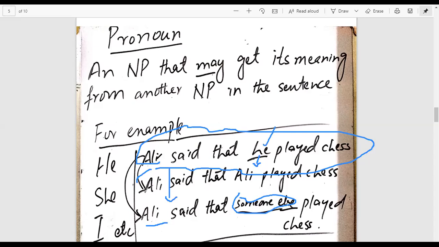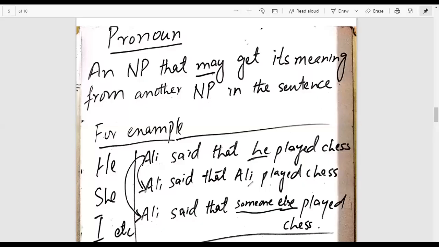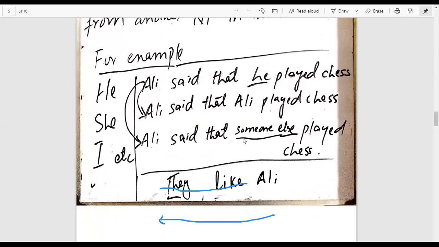It may get its meaning from another noun phrase like this one, right? So it may get its meaning from another noun phrase in the sentence, and this noun phrase may not get its meaning from another noun phrase in the sentence, right? So this could have been Ali and it could have been someone else as well. So this is about pronouns in the case of binding theory or in the case of syntax.